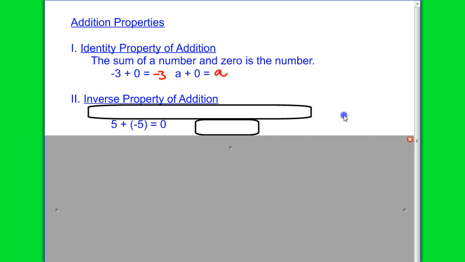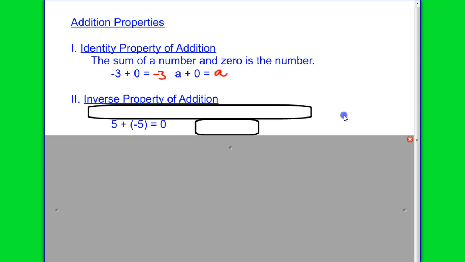Our example is 5 plus negative 5. What happens when we add numbers that are inverse? Now, that word inverse is not one that we use a lot in our everyday world, right? So what word might somebody use in the everyday world? We're adding opposites. Like yesterday we talked about opposites. So what happens when you add two values that are opposite, Emma? You get 0.